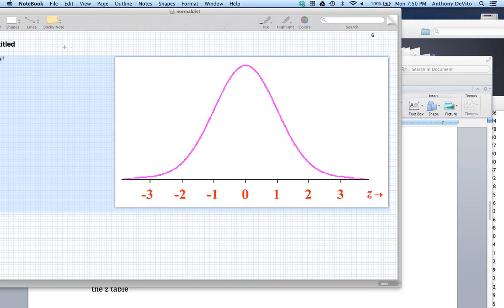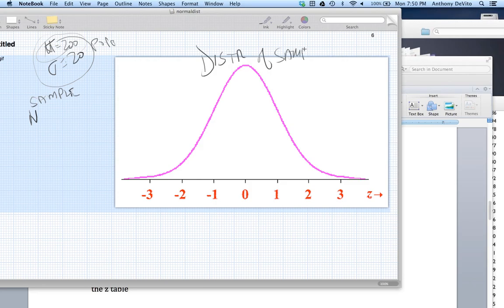Now, as it happens, we know the mean, mu, is 200. Sigma, the standard deviation, is 20 for the population. So now we would expect that the mean for repeated samples of size 25, now we're going to deal with the sampling distribution, this is going to represent the distribution of these sample means for sample size equals 25.